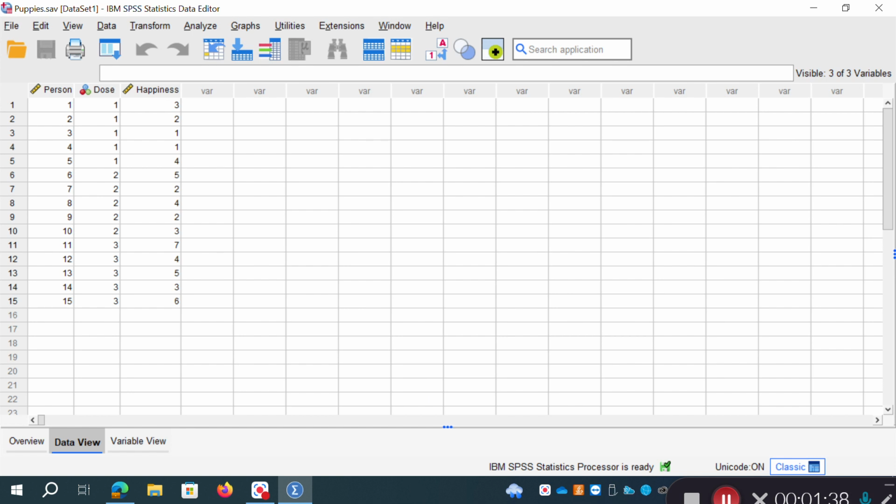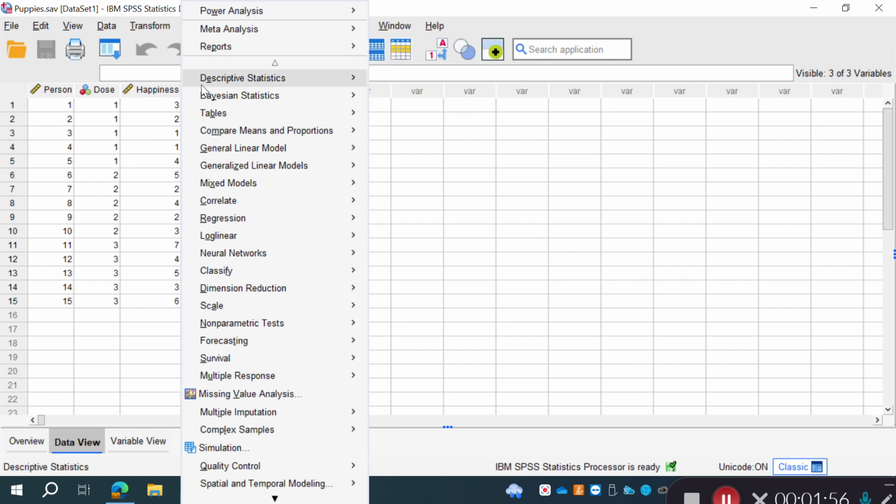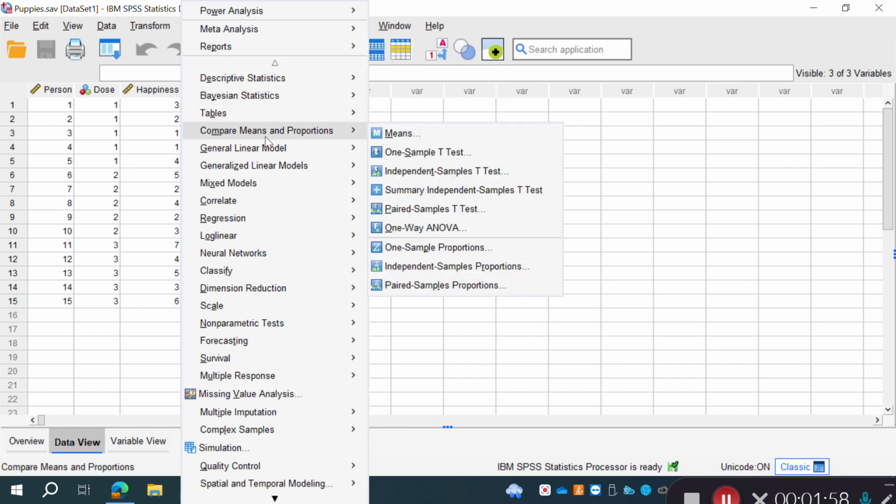There are a couple of ways that you can run one-way ANOVA using SPSS. I'll demonstrate both in this video, but the first way is the simplest option for a really basic design like this, where we've just got 3 groups, 1 independent variable and 1 dependent variable. To do that, I'm going to click on Analyze, Compare Means and Proportions. This is the route you usually take for something like a t-test, but you can see there's also this one-way ANOVA option.